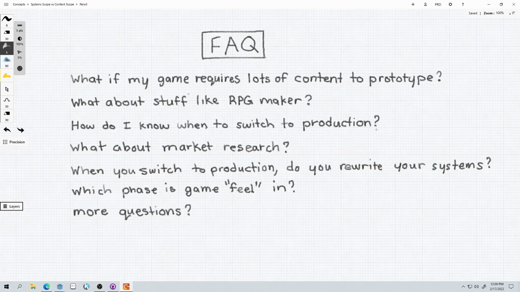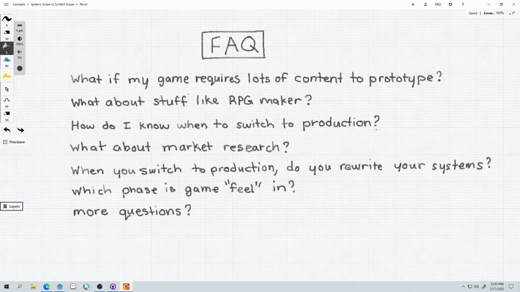However, I will say that games that do have a longer prototyping phase that require more content during the prototyping phase, you might be surprised about how much content you can get away with, like how little content you can get away with making.